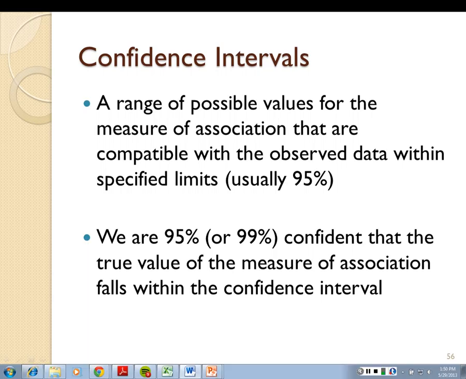Now, a confidence interval can be viewed as a range of possible values for the measure of association that are compatible with the observed data from your sample. When interpreting confidence intervals, we can state that we are 95% confident or 99% confident if we're applying more stringent criteria, that the true value of the measure of association falls within our confidence interval. So that's saying that the true population association, what really is the truth in the population, falls somewhere within that interval. And we are a certain amount of confidence that that is truly the case.